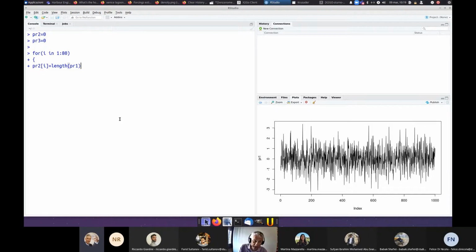This is when I would get an error if I hadn't defined PR2 in advance. If I make an assignment, like the last one you see on the screen, without previously defining PR2, I would get an error. Okay. Now, what is the content of each element of PR2? Again, it's the number of times PR1 observations fall in each interval.